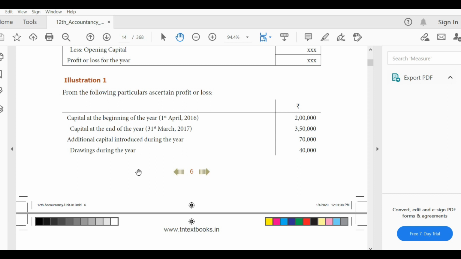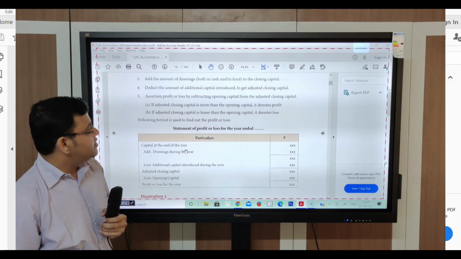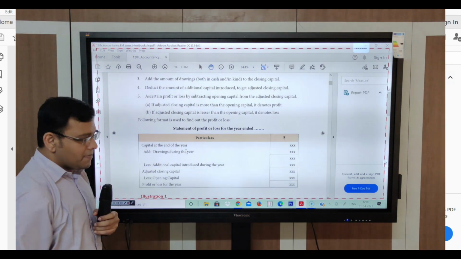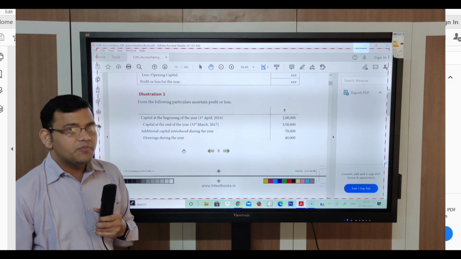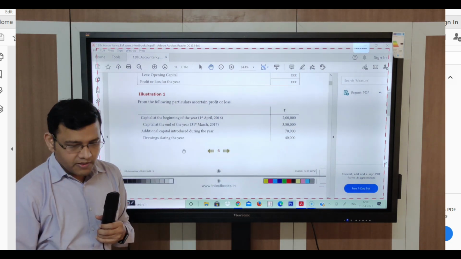The question over here is that the capital at the beginning of the year is 2 lakhs, and the capital at the end of the year is 3.5 lakhs. The additional capital introduced during the year is 70,000 and the drawings during the year is 40,000. So we know the formula we arrived at previously, and we'll fill it in this format. The capital at the end of the year, plus drawings, less additional capital, gives the adjusted closing capital. From there we'll subtract the opening capital and we'll get the profit or loss. Since the question is to ascertain the profit or loss, we will use this format.